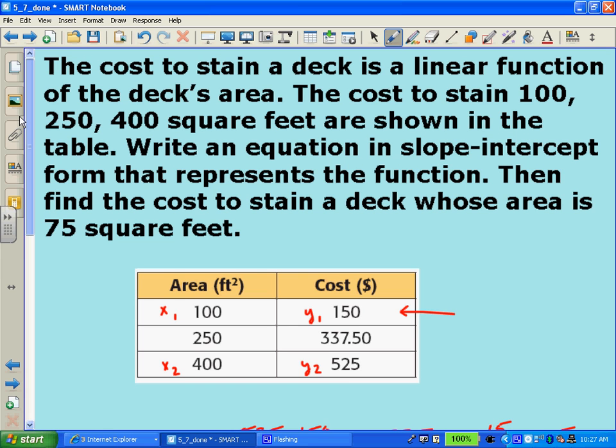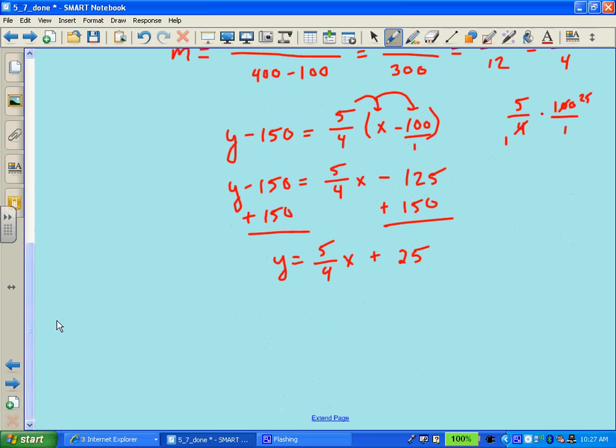Now it did ask me to do one more thing. It asked to find the cost to stain a deck whose area is 75 square feet. So that's pretty easy. All I have to do then is take 75 and plug it in for x. So then I have to do 5 fourths times 75. I don't know exactly what that is off the top of my head. 5 times 75 here, 375. I gotta divide that by 4.